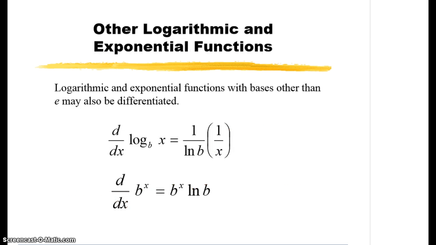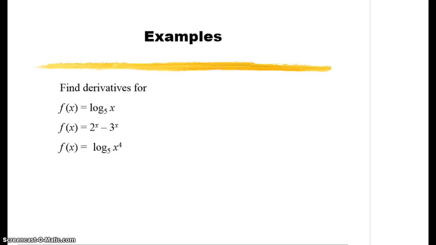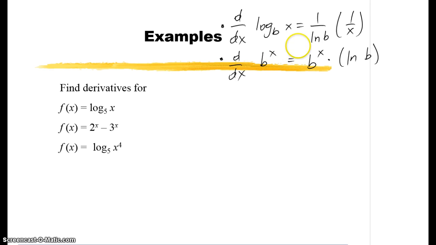Okay, so why don't we take a look at other logs and exponential functions? Well, logs and exponential functions with bases other than e may also be differentiated. For example, you could take the derivative of log base b of x, and the answer will be 1 over ln of b times 1 over x. So this 1 over ln of b factor is introduced to balance out the different base. The derivative of any b to the power of x is b to the x times ln of b.